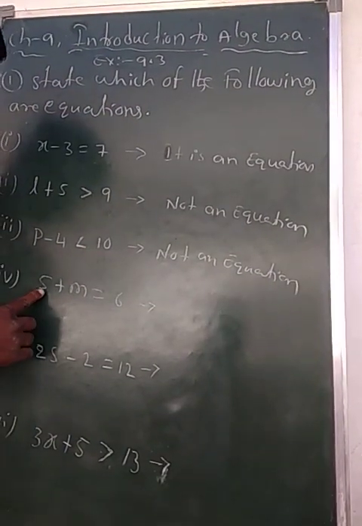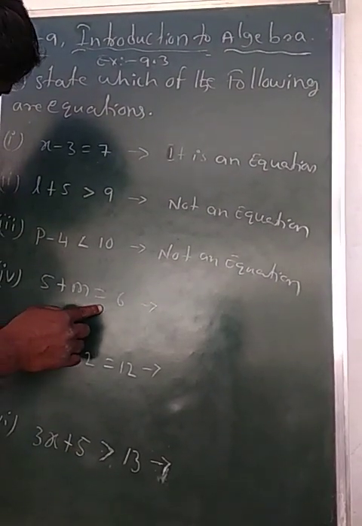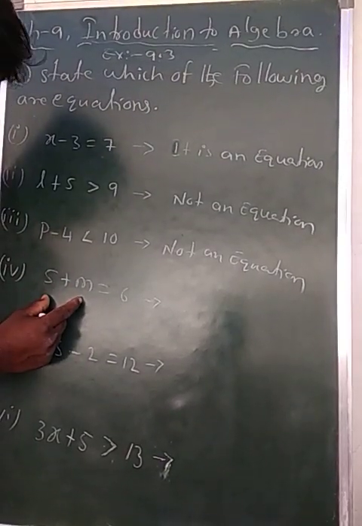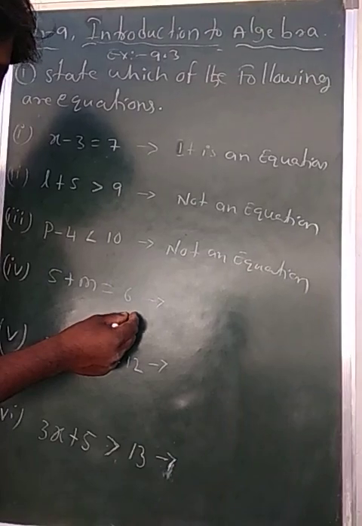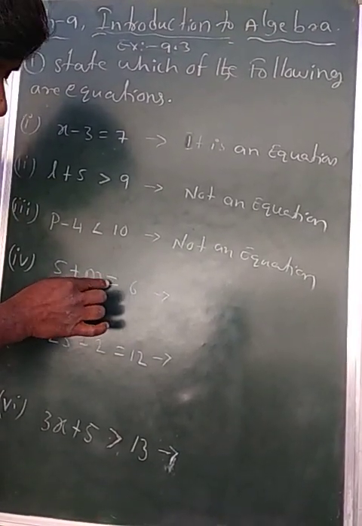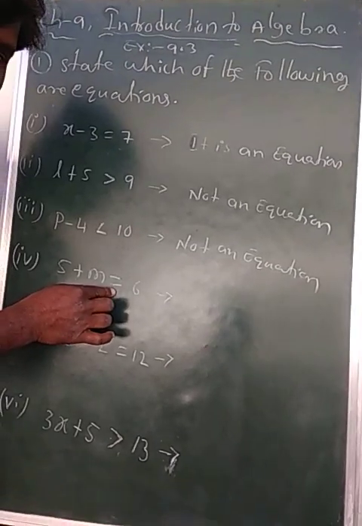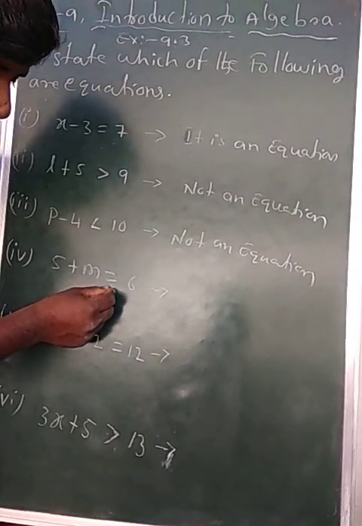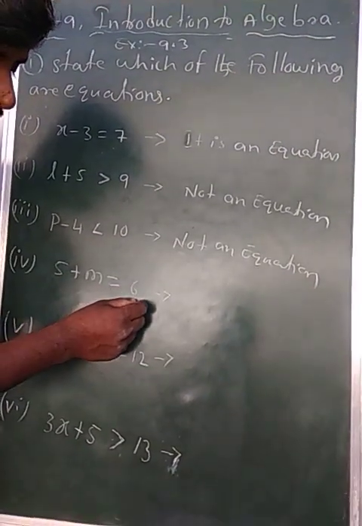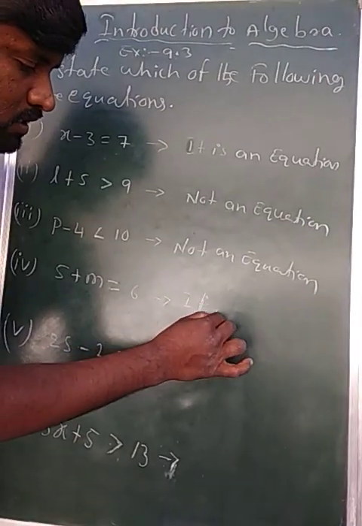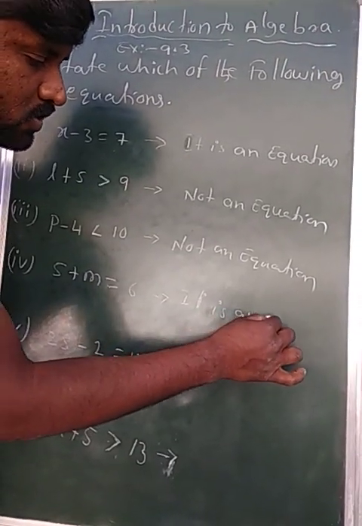Next one, 5 plus m is equal to 6. Clearly the LHS part is equal to the RHS part. In the middle, the sign we read as is equal to. So 5 plus m is equal to 6. LHS is equal to RHS. So that's why it is an equation.